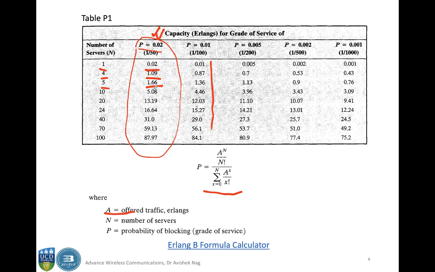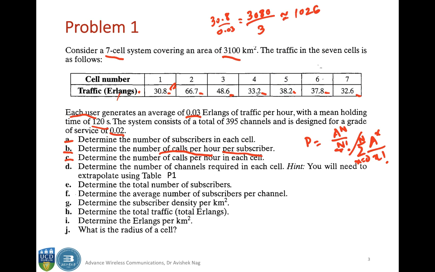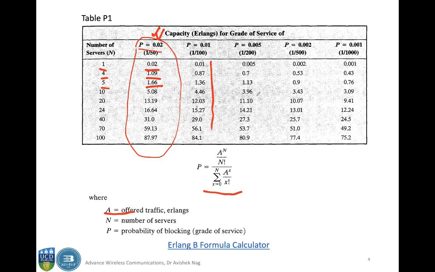So for a particular P, you can find a particular N for a particular A. If P and A are given, you can find N. If P and N are given, you can find A. If N and A are given, you can find P. So this table is very useful. For this problem, for part D, we will use this table. You are asked to determine the number of channels required in each cell.